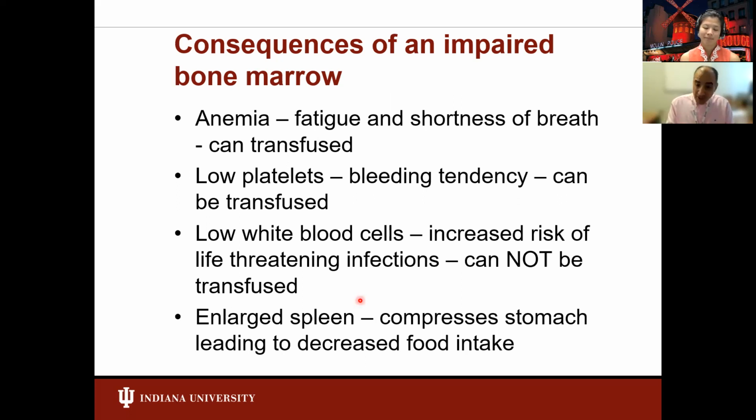And all of a sudden, it's hard to eat because the spleen kind of squishes your stomach smaller. And so it doesn't take much food. Usually your stomach expands when you eat something, but now all of a sudden it can't expand because the spleen's in there squishing it. So a lot of times people will start to lose weight because it's just hard to eat because of that impact on the stomach. So these are the things that happen, unfortunately, when the bone marrow no longer is able to make all the cells that it needs.